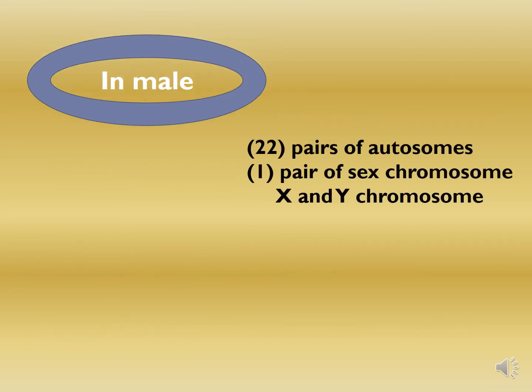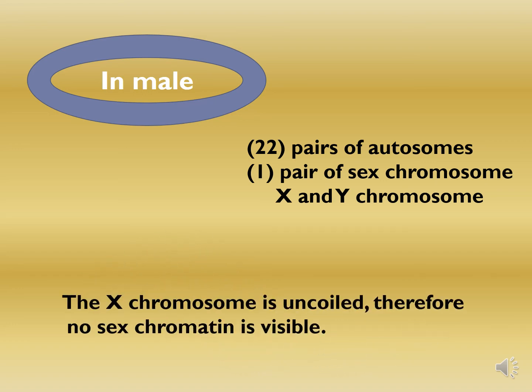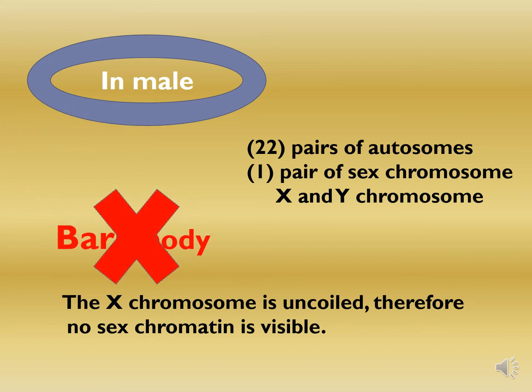In male, 22 pairs of autosomes and one pair of sex chromosomes, X and Y. The X chromosome is uncoiled. Therefore, no sex chromatin is visible, no heterochromatin found. So, bar body is not found in male.